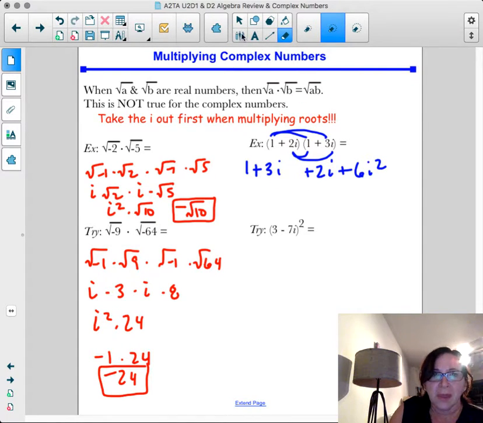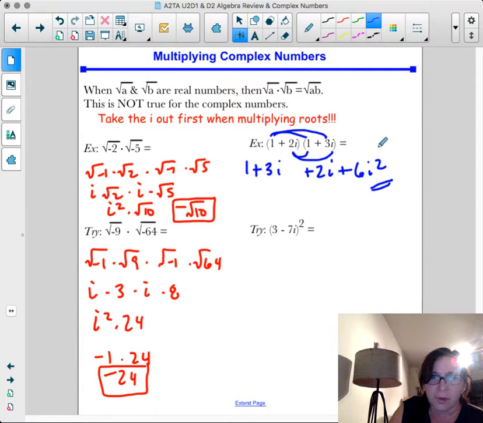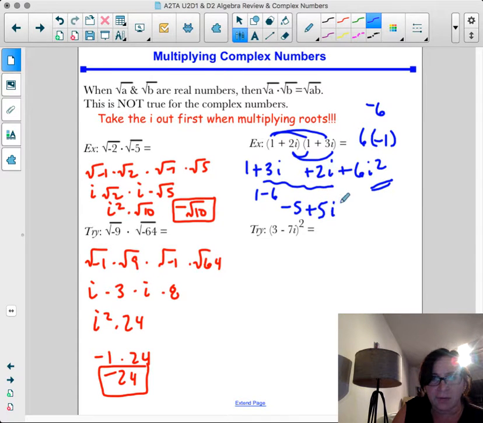Okay, and so now we're going to add like terms. Now this, though, i squared is negative 1. So what we have is 6 times negative 1, which is negative 6. So we have 1 minus 6, which is negative 5. And then we have 3i plus 2i, which makes 5i. So we have negative 5 plus 5i.